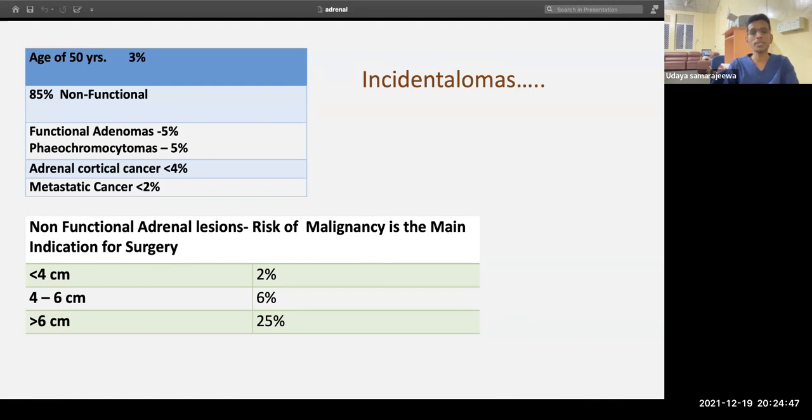So if you look into the data, if the non-functioning adenoma or incidentaloma is less than 4 centimeters in size, there's a 2% chance of it being an adrenal cortical cancer or a malignant lesion. If the lesion size is between 4 to 6 centimeters, the risk of malignancy is 6%. And if the lesion is more than 6 centimeters, suddenly the risk of malignancy jumps to 25%. So that is very important and very significant.